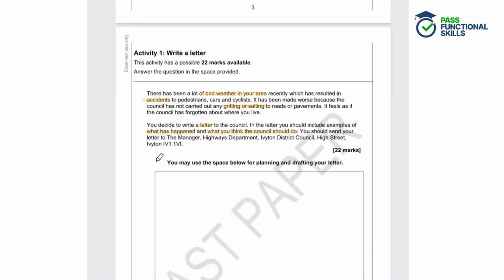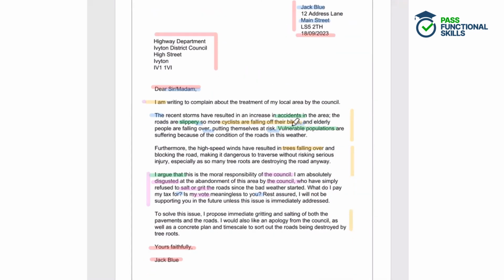So we are writing to the manager at the council, and that means that we're going to be having to use formal language because we're writing for a professional audience, even though we are complaining. We're going to write using quite a negative tone because we are complaining within the letter. We're explaining what has happened and what we think the council should do. So that is the purpose that we are writing for. And that has been done really effectively in this answer. So we've complained about the issues and told the council what action they should take.